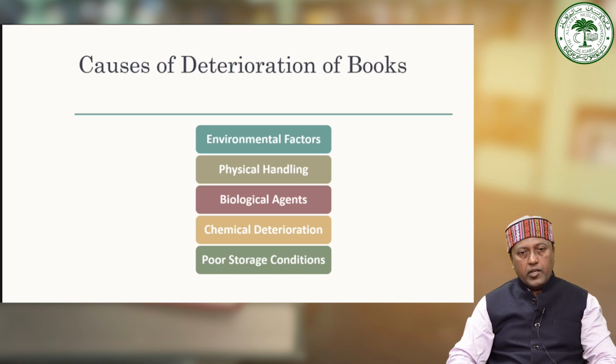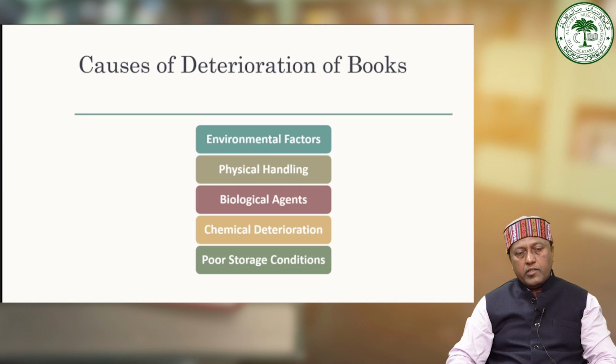Then the third factor, biological agents. Insects, mold and fungi can infest and damage the books, particularly if they are stored in a damp and humid environment. Insects such as silverfish and book lice feed on the pages or the papers because ultimately they contain cellulose. And the mold and fungi thrive on moist conditions, causing staining, odor and deterioration of paper.